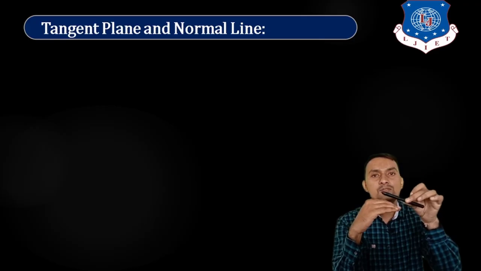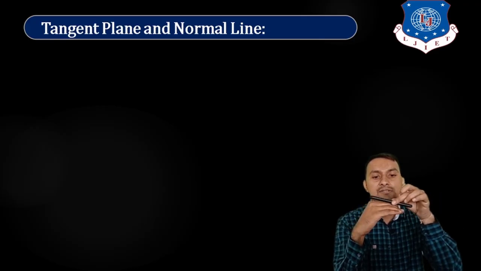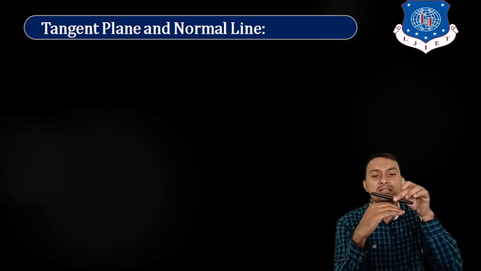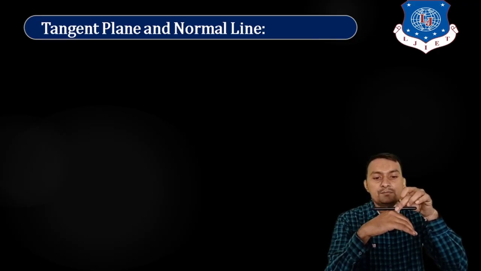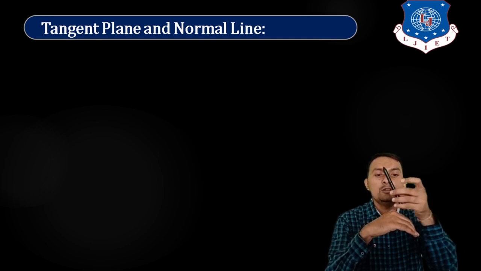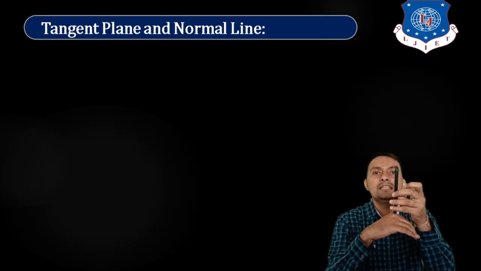Let us assume that this is a plane. So this is our tangent plane. If I specify this particular point, that is exactly our tangent plane, and the line perpendicular to that one will be the normal line.